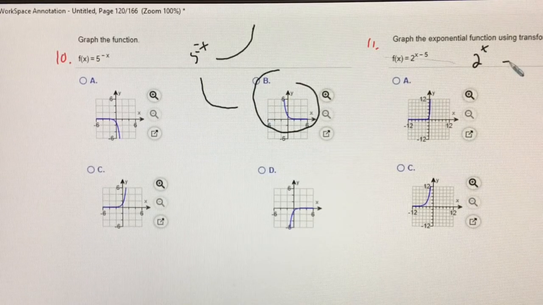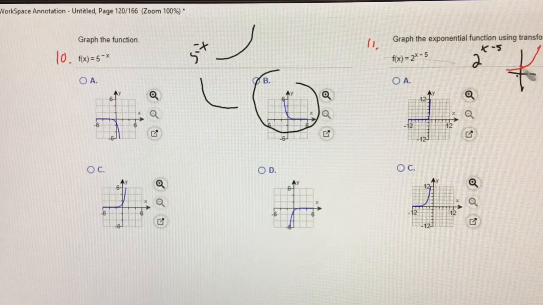2 to the x, that would be growth. And then they have a -5. So all that means is wherever the growth is, according to the xy axis. So if I have a growth, it goes through 0, 1, I'm going to move it right 5. It's going to go right 5 if it's up there with the exponent. So that one doesn't go right, that one goes left. This one seems to go right 5, this one goes down 5.